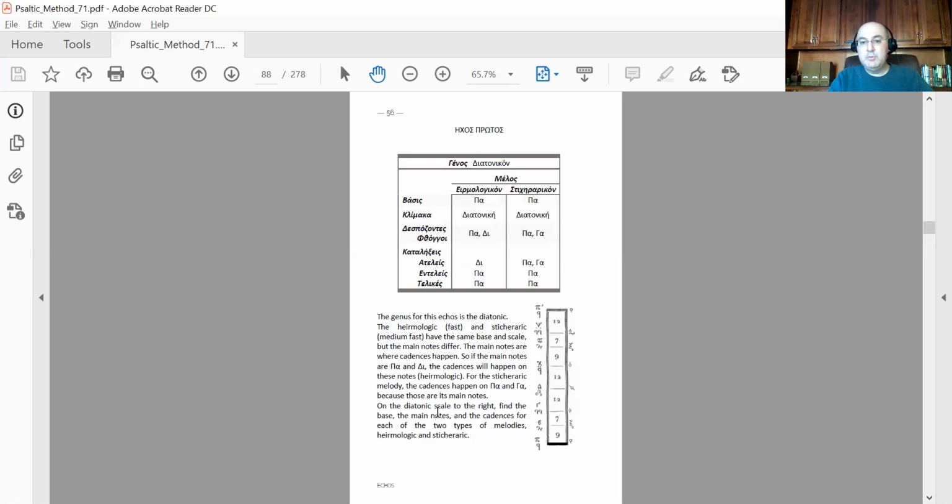Let's do an example, but before we do that, let's chant the scale. Pa, vu, ga, di, ke, zo, ni, pa, pa, ni, zo, ke, di, ga, vu, pa.